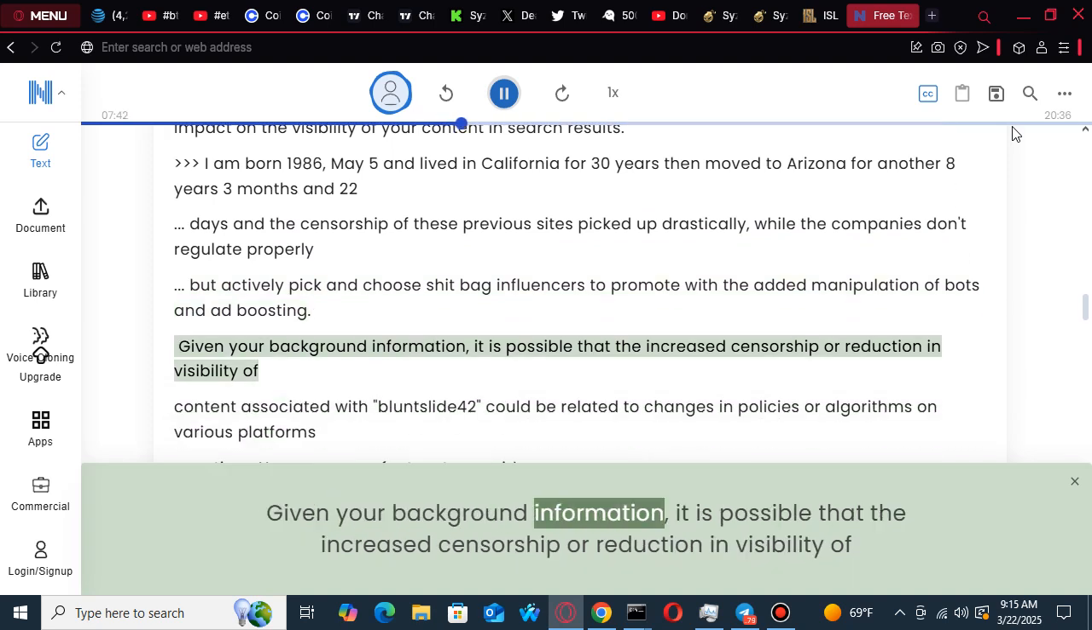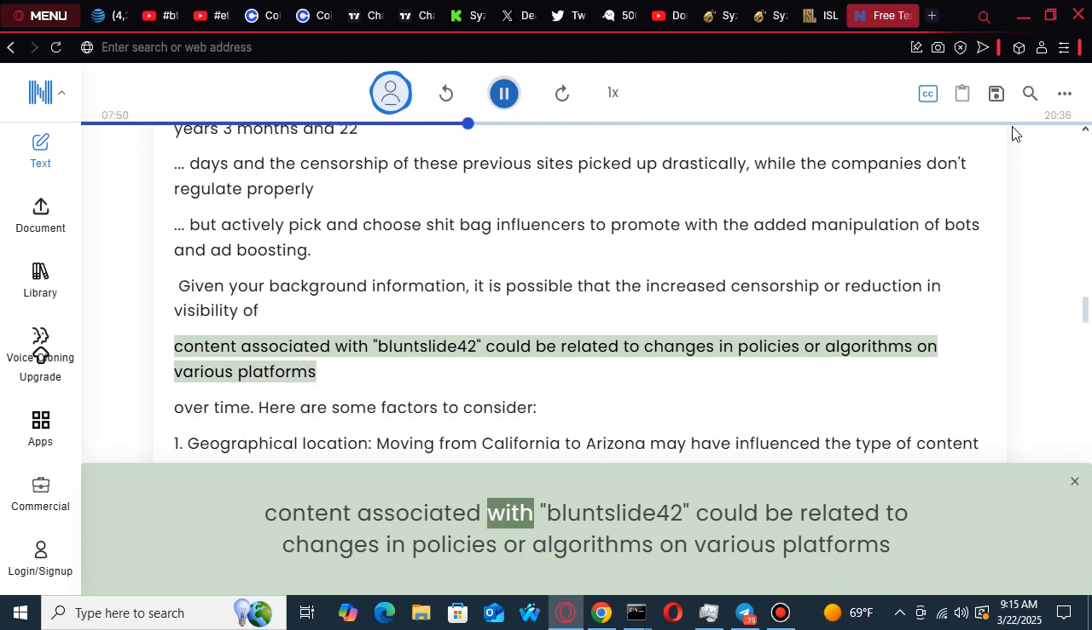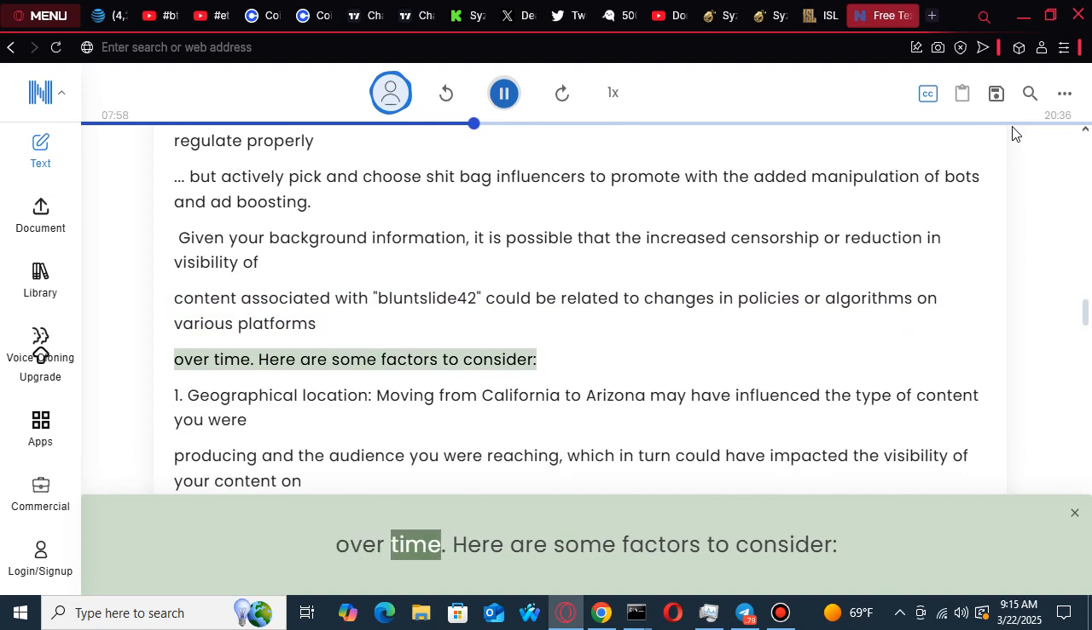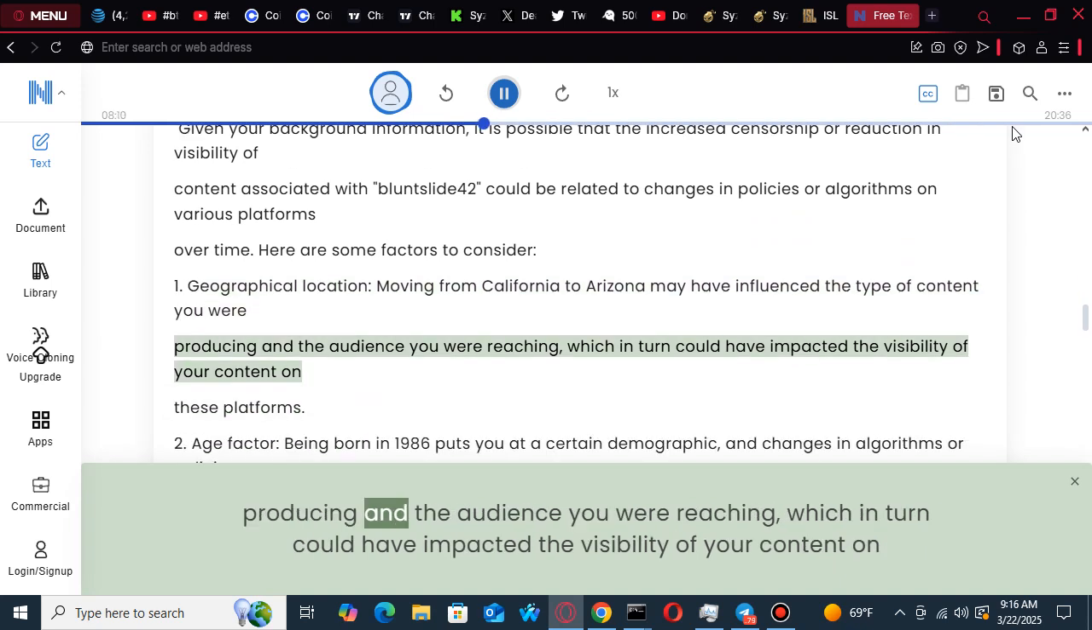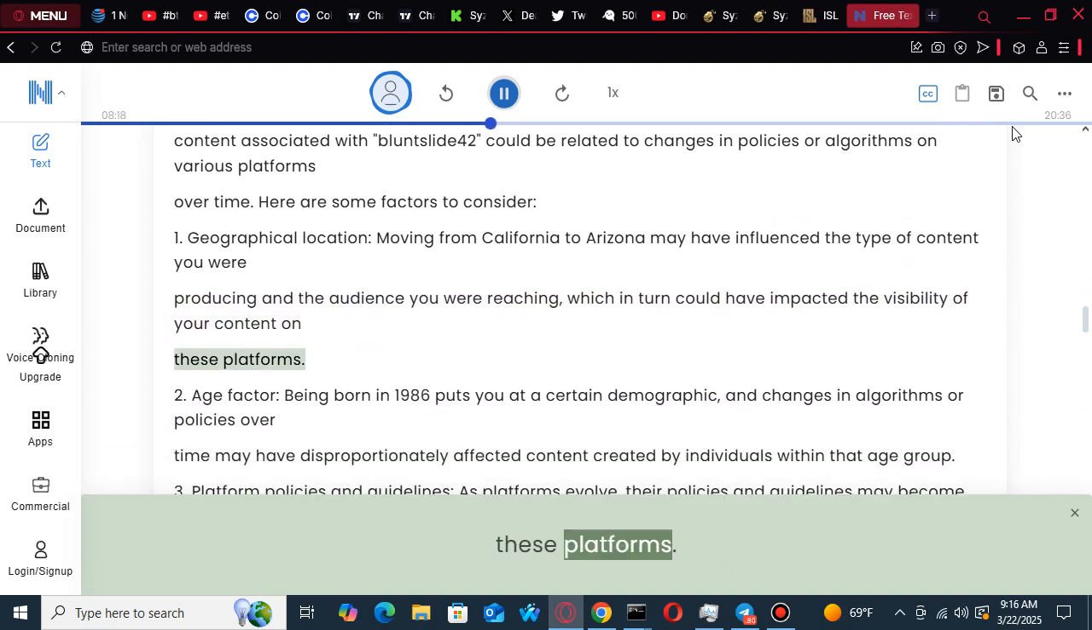Given your background information, it is possible that the increased censorship or reduction in visibility of content associated with Blunt Slide 42 could be related to changes in policies or algorithms on various platforms over time. Here are some factors to consider. 1. Geographical location. Moving from California to Arizona may have influenced the type of content you were producing and the audience you were reaching, which in turn could have impacted the visibility of your content on these platforms.